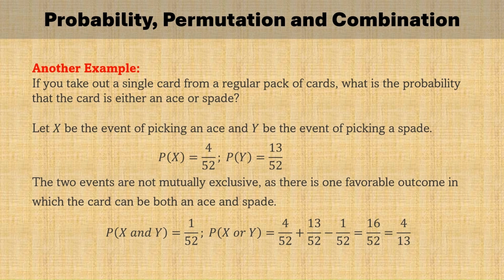Since the denominators are the same, 52, copy it and take the sum of 4 and 13, that is equal to 17/52. Then subtract from the sum the probability of a card that is both an ace and a spade. So, 17 minus 1, since denominators are the same, we got 16/52, and since 16 and 52 are both divisible by 4, we got 4/13.